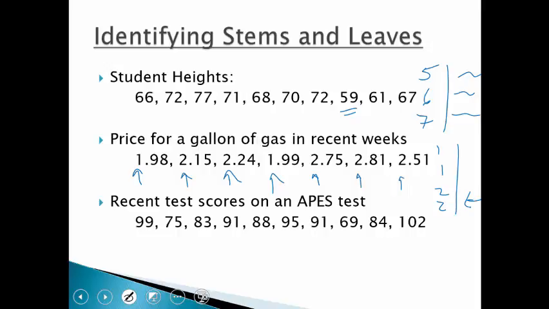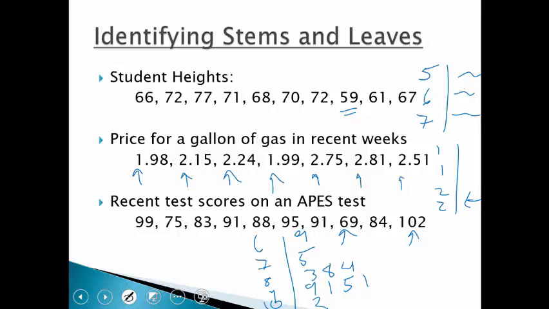And then maybe a recent score on an APES test. So here we go all the way from the 60s up to 100. So maybe our stems here, 6, 7, 8, 9, and 10. And then we could go from there, right? So you have a 69, you have a 75, you got a 99, an 83, a 91, an 88, 95, another 91. I already put the 69 in there, 64, and a 102.